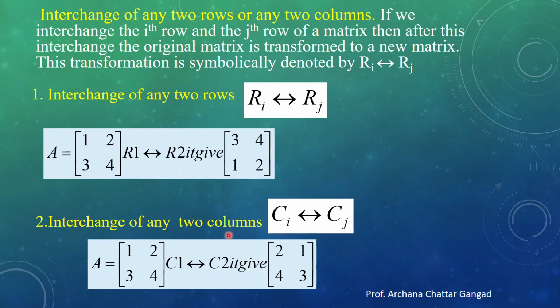Next elementary transformation, interchange of any two columns. Ci interchange with Cj. Now let's take one example. Again the same matrix A, 1, 2, 3, 4 are the elements of that matrix. Again the order of this matrix is 2 by 2. This matrix has two columns and two rows. So the C1 column is 1, 3 and the C2 column is 2, 4. What is the row operation? Sorry, column operation here. C1 interchange with C2. It means what? We have to replace the first column with the second column. So first column is 2, 4 and what will the second column be? 1, 3. So these are the interchange of C1 and C2.